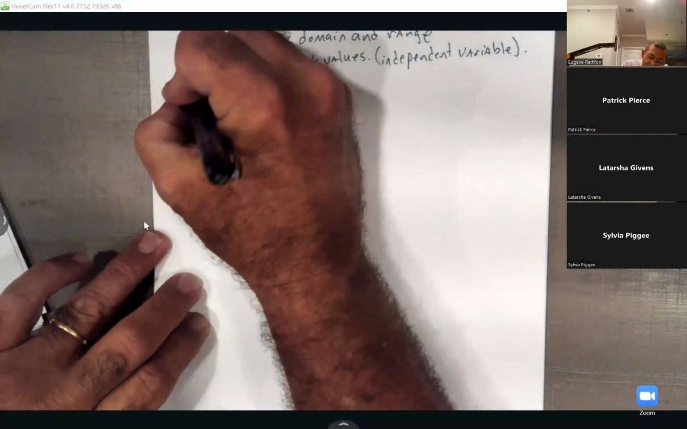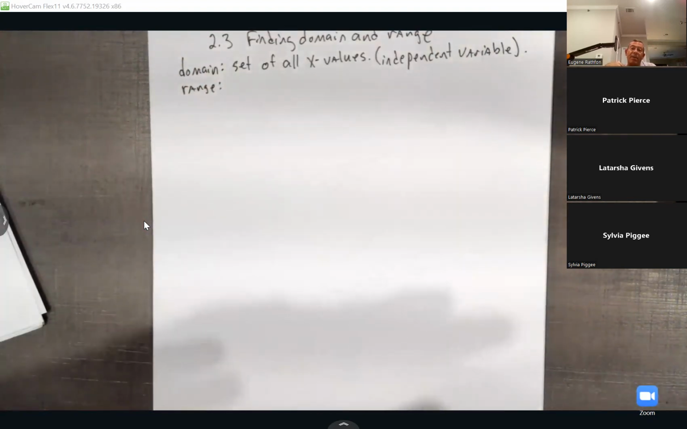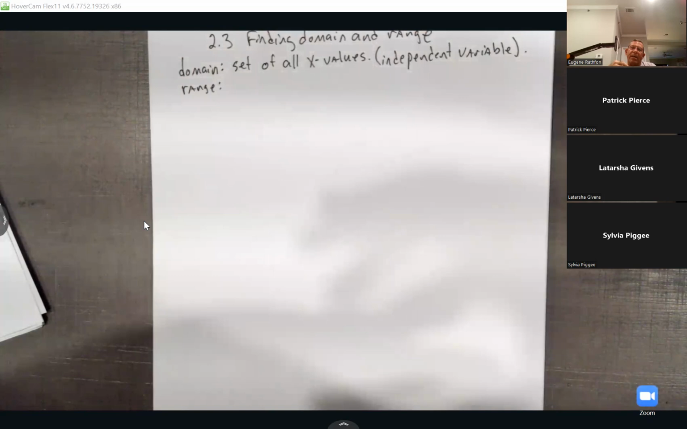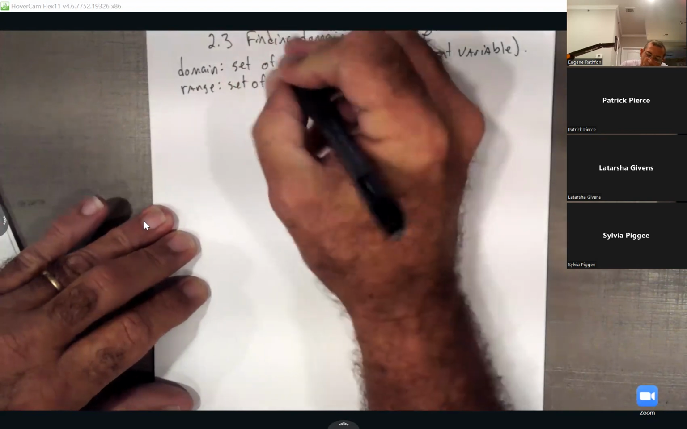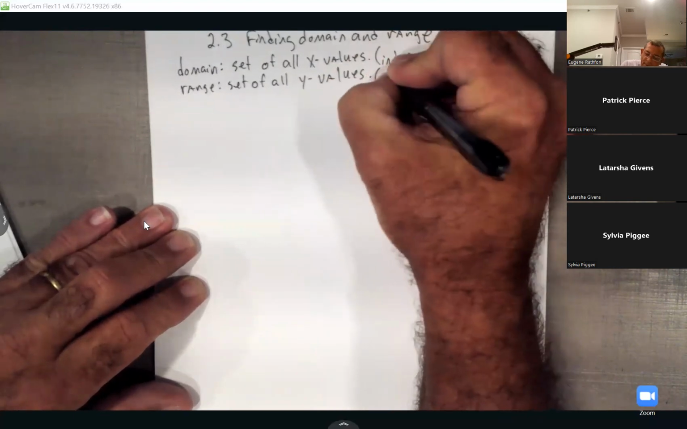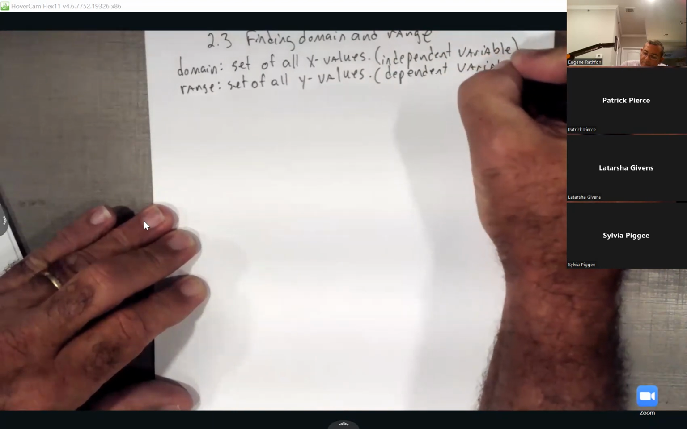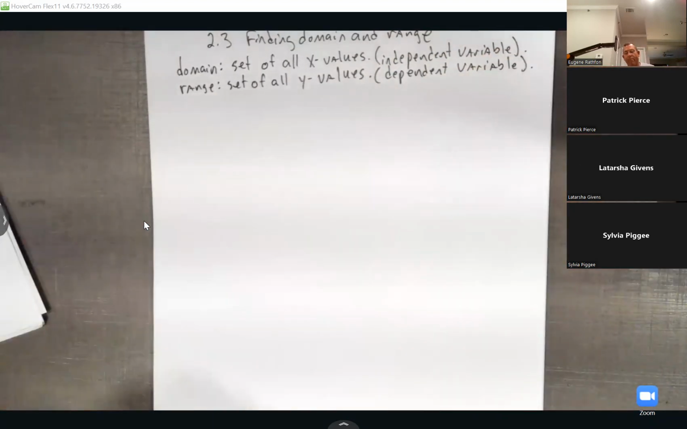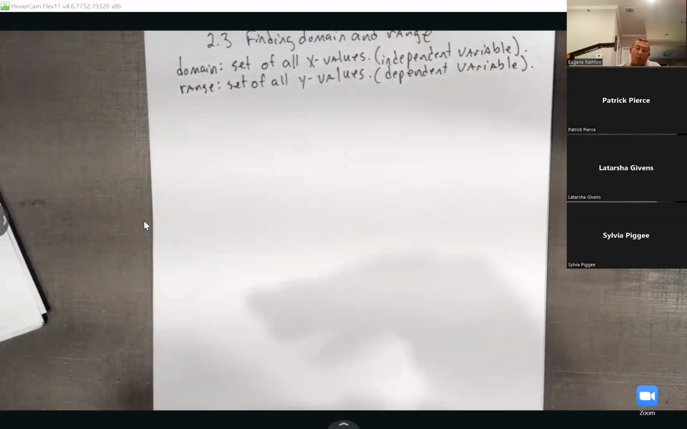So our range would be the set of all y values, and it's known as the dependent variable because the values for the range depend on what x values we put into it, okay? So the set of all y values, and it is a dependent variable. So with functions, you can figure the domain is all the inputs, the range will be all the outputs. Okay, you put a number in and then you get that number out.